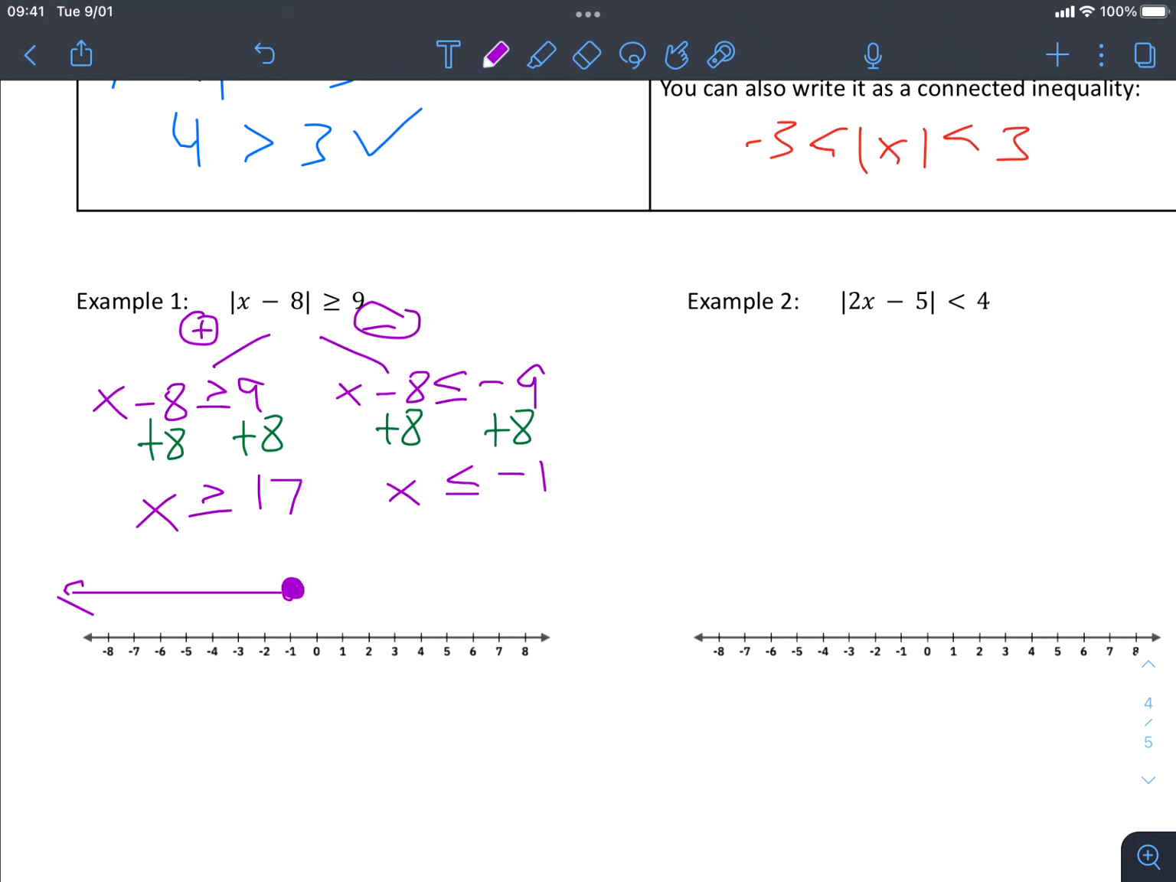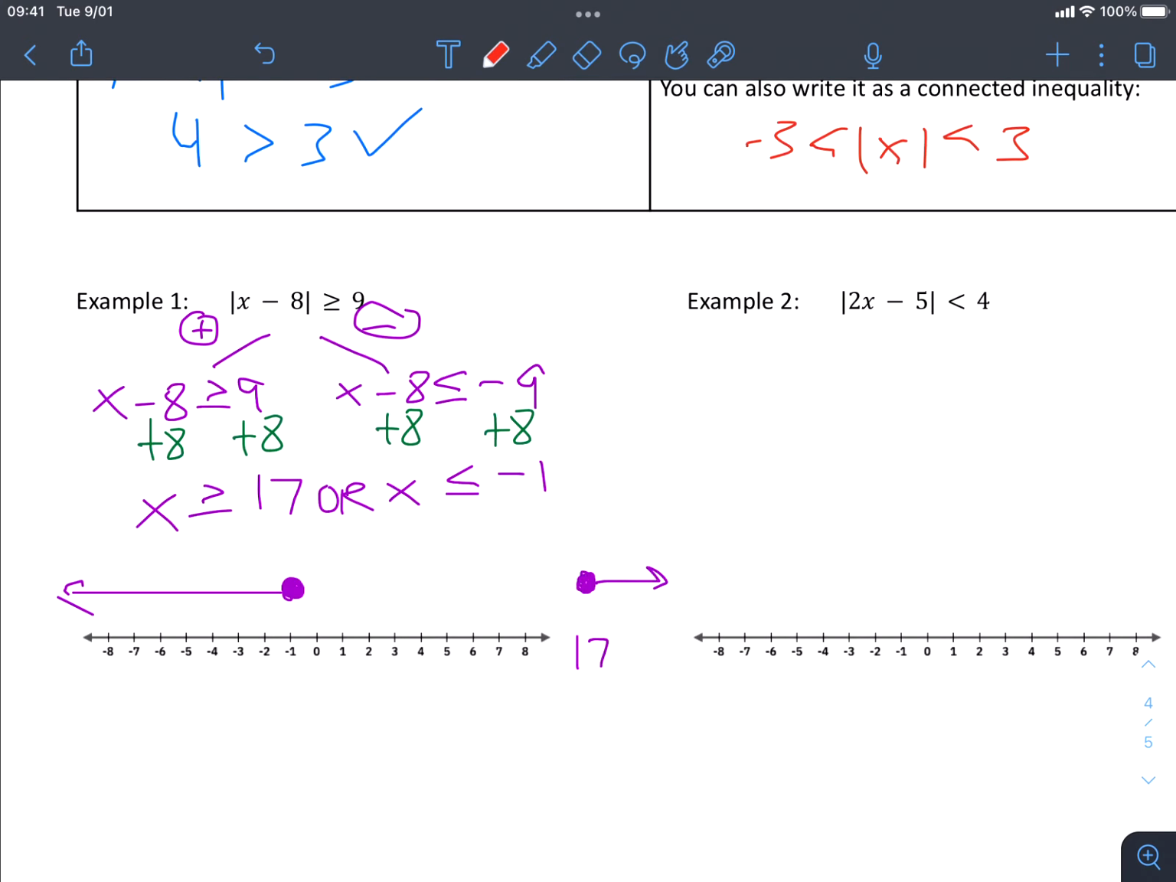Now 17 isn't on my graph, but imagine it was here somewhere. I would have a closed circle and go to the right. So this is an or, right? They're going in two different directions, so we would put an or in between. That's that.